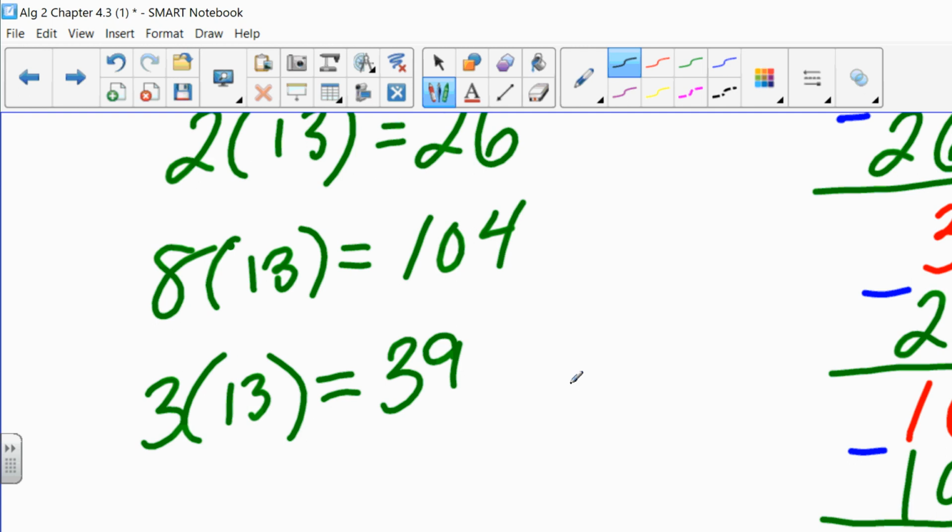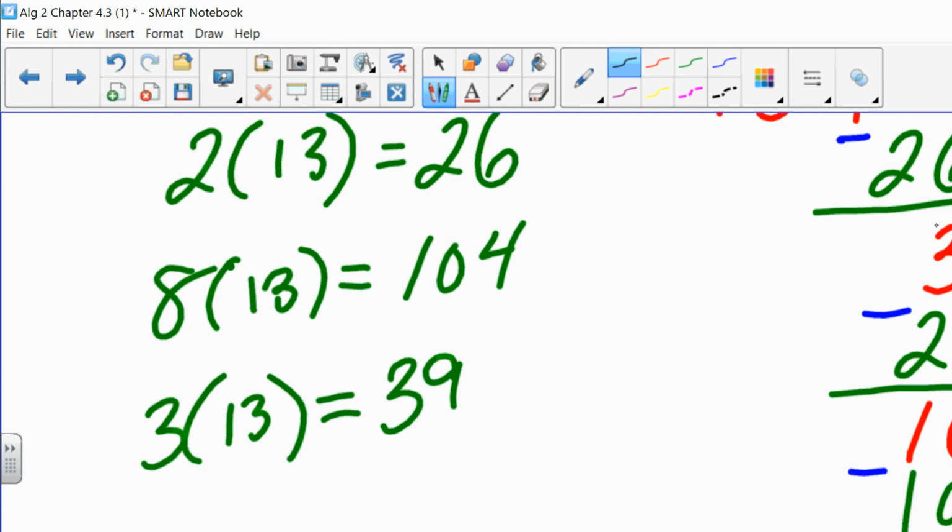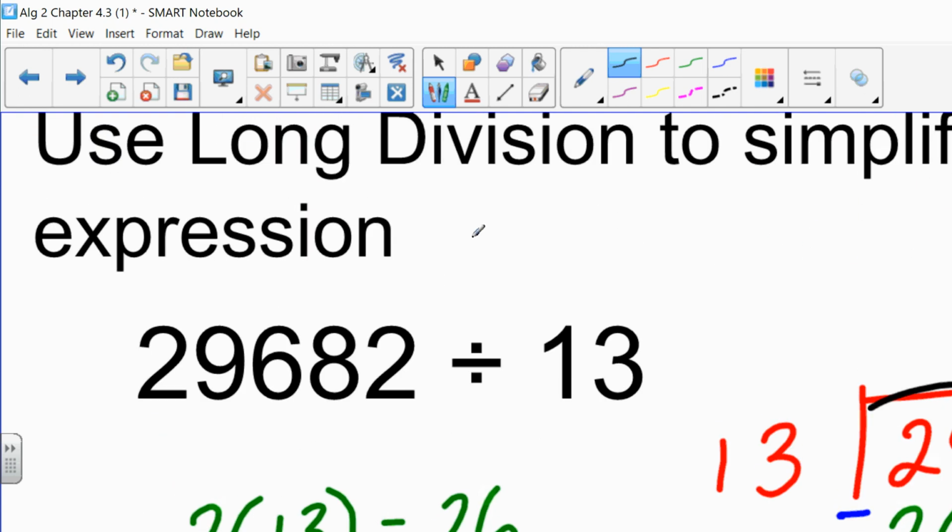And really, in each part of this step, we're slowly decreasing the number inside our division. We're slowly decreasing this by 1 at a time. We're trying to take the number down and reduce it all the way until we can't reduce it anymore, or we can't divide 13 into it anymore. So any questions on this here?